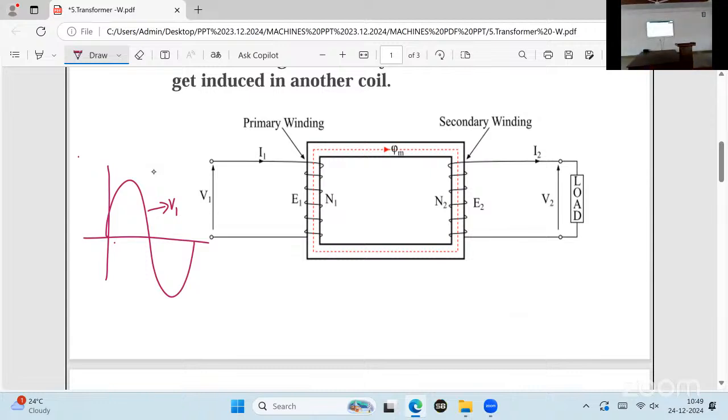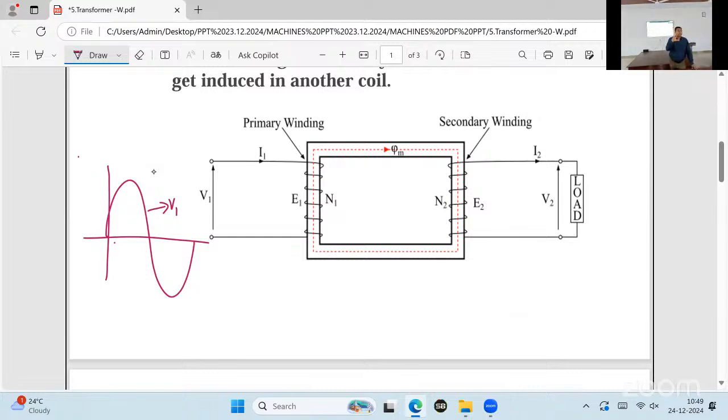This is an application, where we use the transformer. The computer is the first application. Now the second application: adapter, charger, mobile phone. The mobile phone needs 3.7 DC volts.